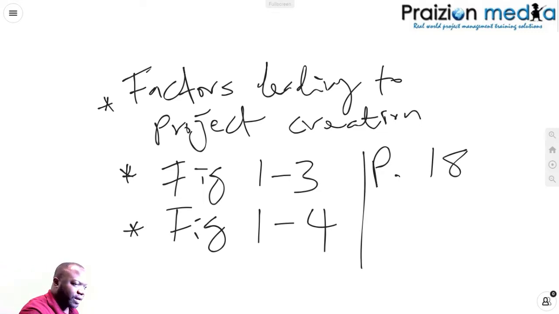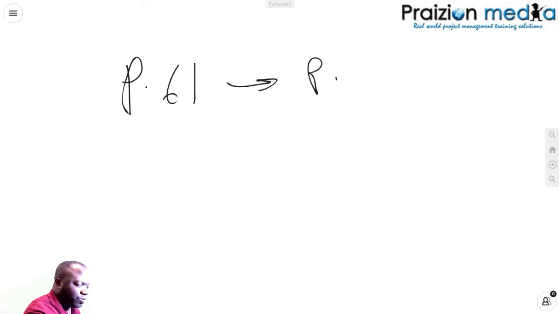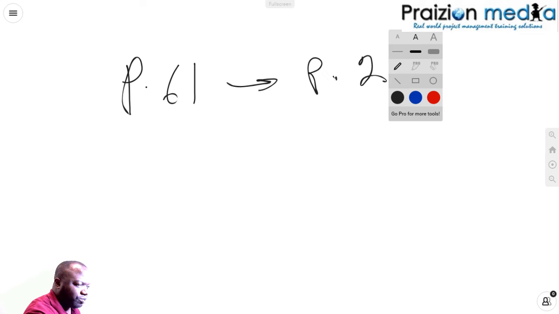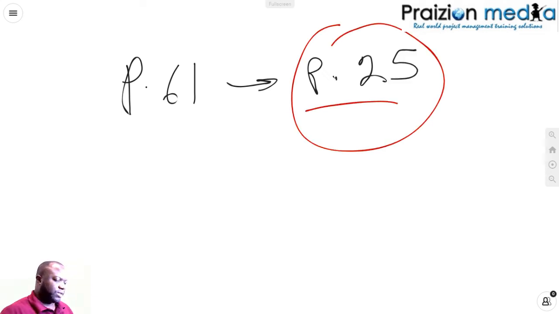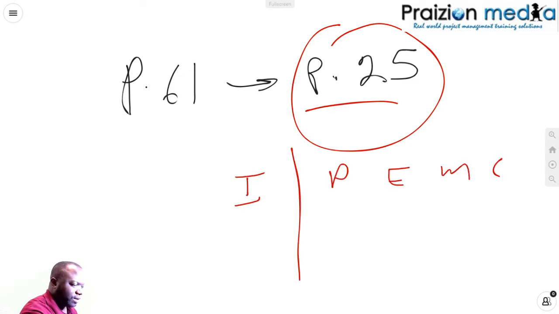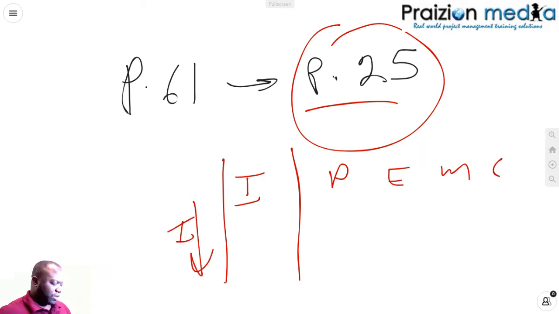Page 25 is the new page 61. So back then we used to call it page 61, so page 61 is now page 25. This is the page that you want to be able to replicate. It's the one that's got the initiating, planning, executing, monitoring and controlling, and then all of the knowledge areas down from integration on down. That's now page 25. Very important page to master.